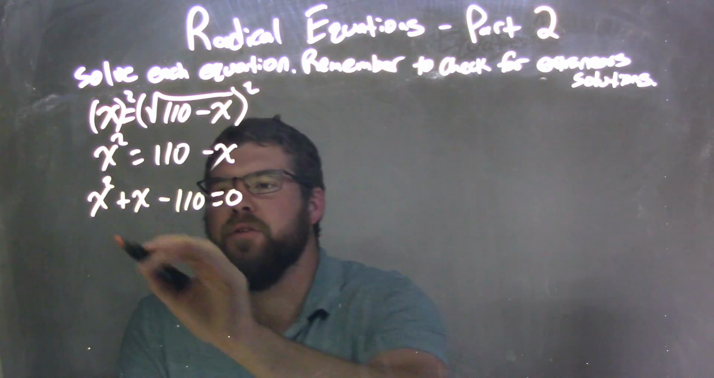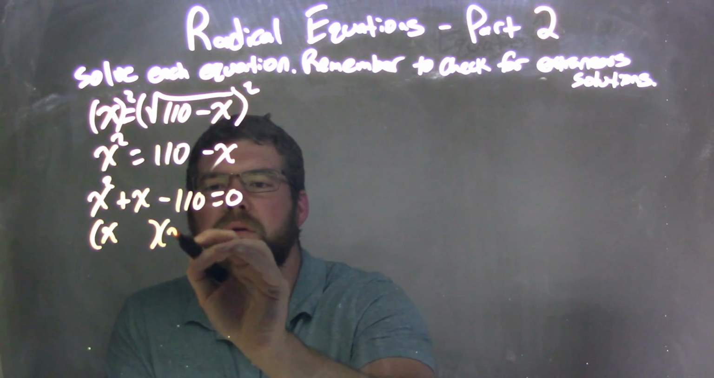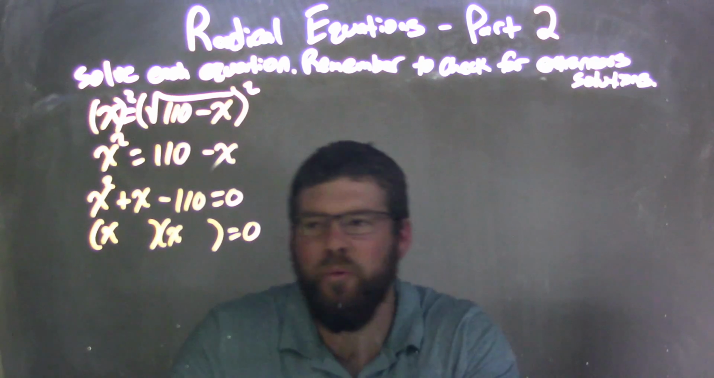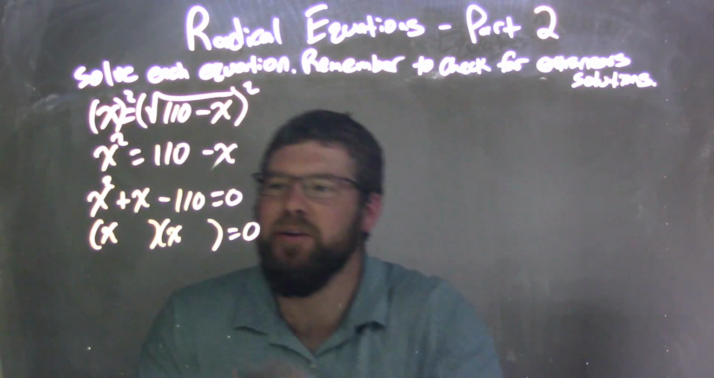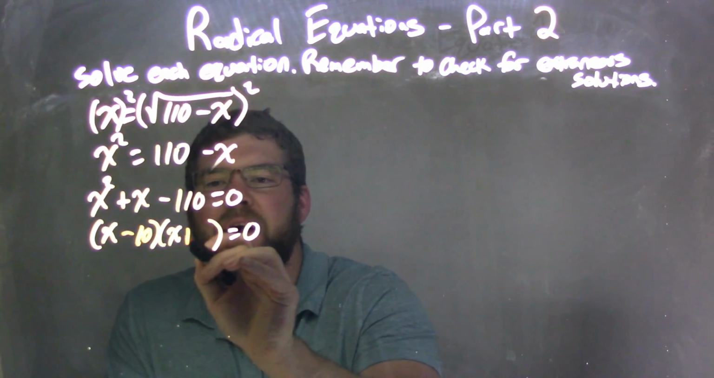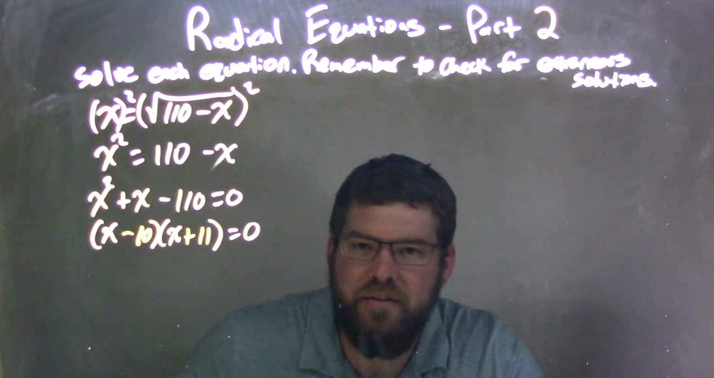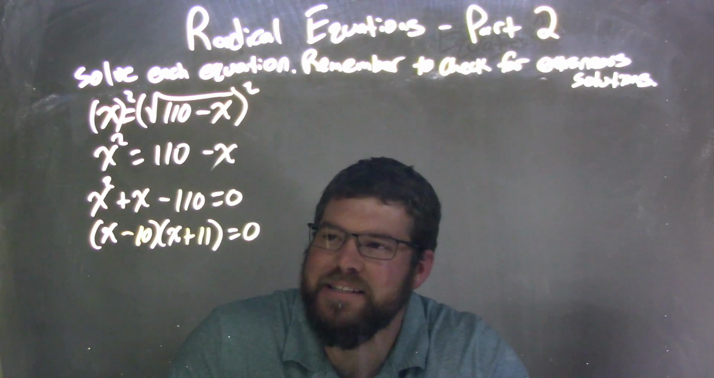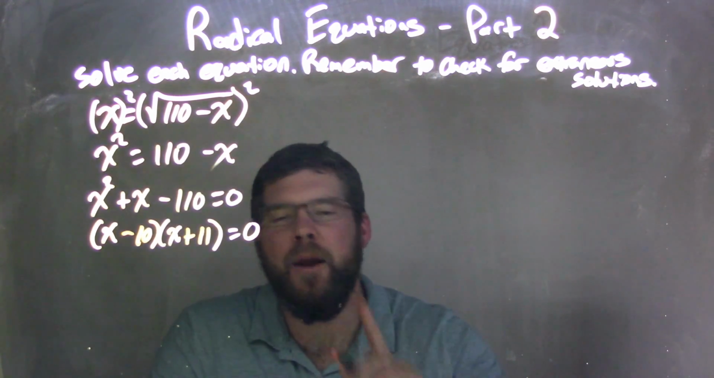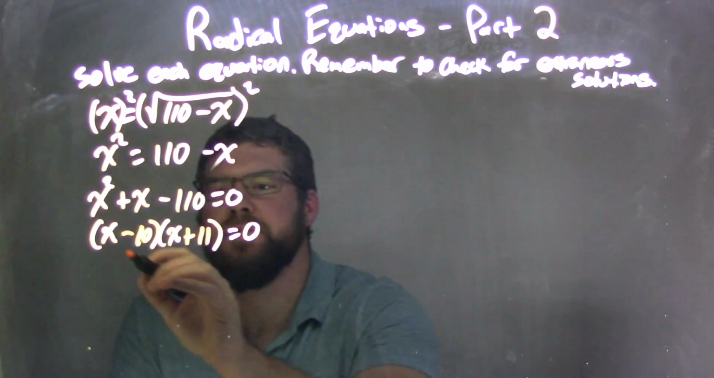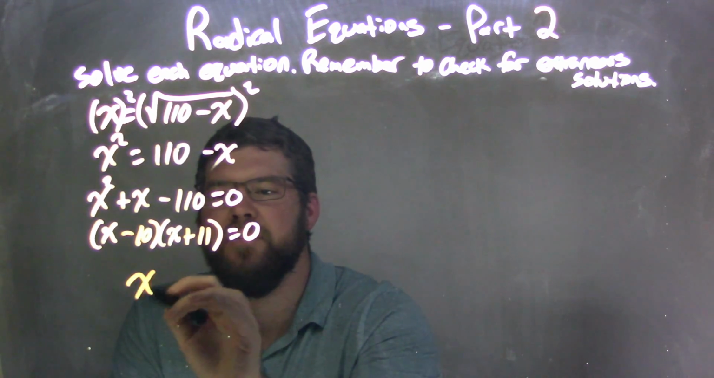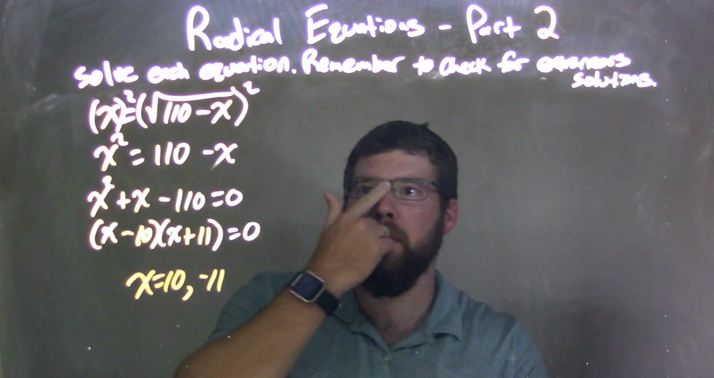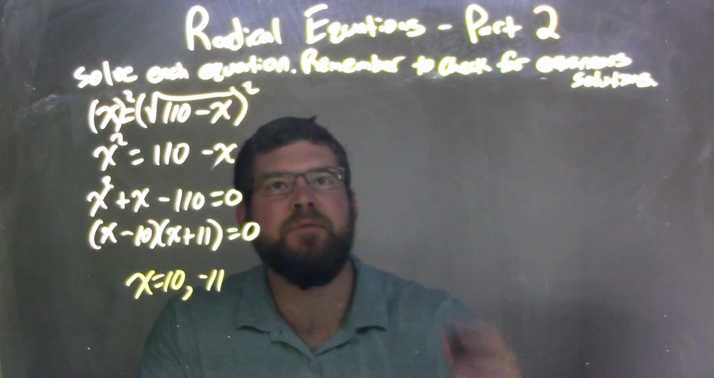So now I need to factor that. Well, what two numbers multiply to be negative 110 and add to be 1? We are looking at a negative 10 and a positive 11. 10 times 11 is 110. Negative 10 times 11 is negative 110, but when we add those two together, we get a positive 1. So our two solutions, when we set each one equal to 0, are x equals positive 10 and negative 11.